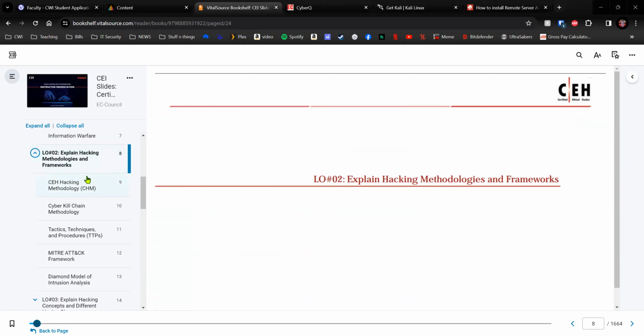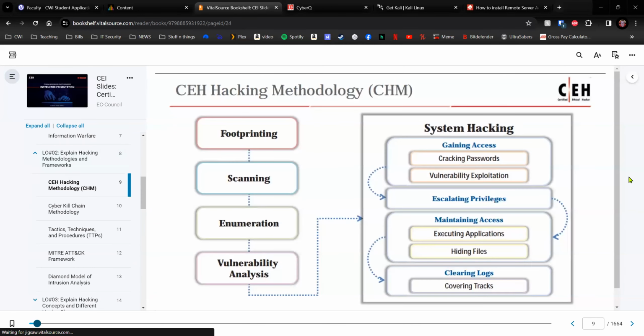Okay, section 2, explaining hacking methodologies and frameworks. So this is CHM, and you can see this is the CEH hacking methodology. I will say these are really good if you're going to be studying for the CEH exam. I used a lot of these graphics when I did that. These go down in order.